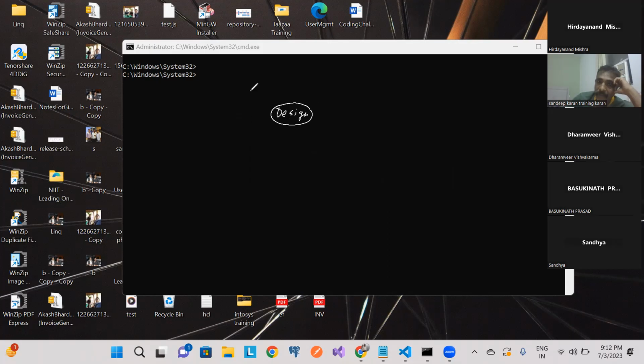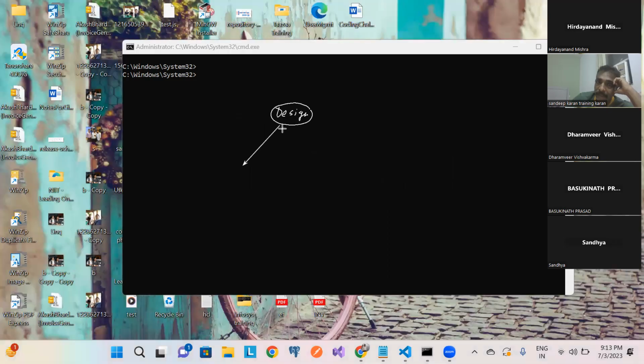Now, design patterns help you at three stages to improve the application behavior. The first is structural. Second is behavioral. And third is creational.